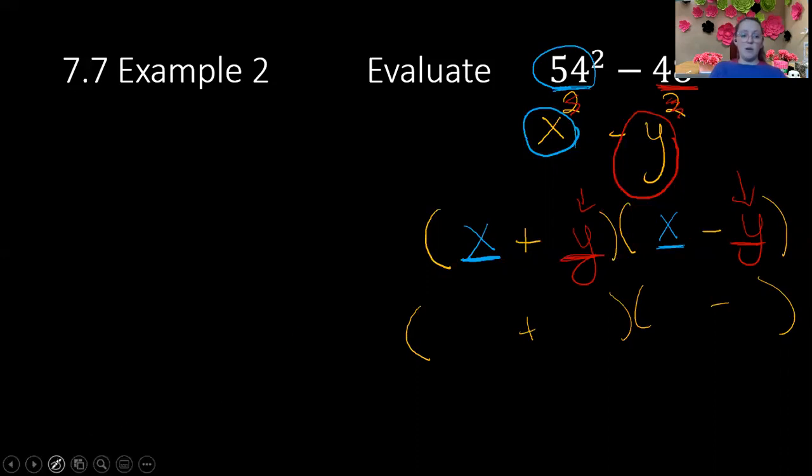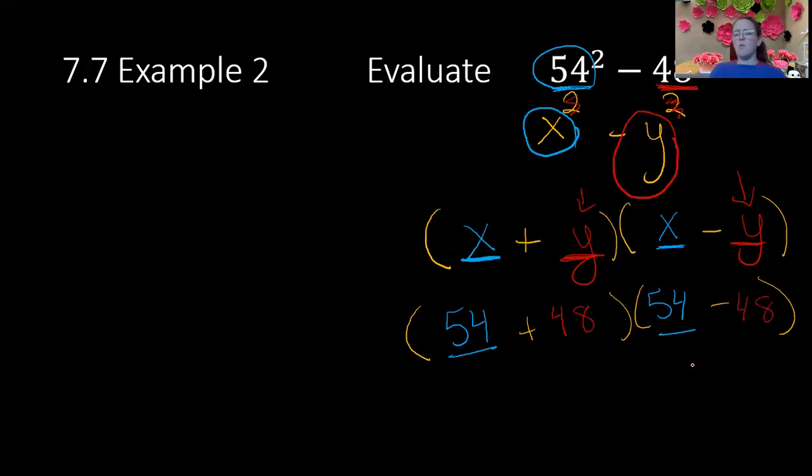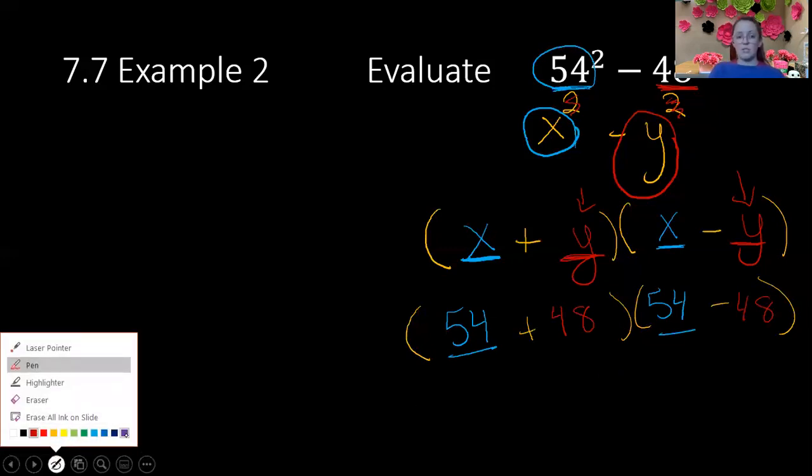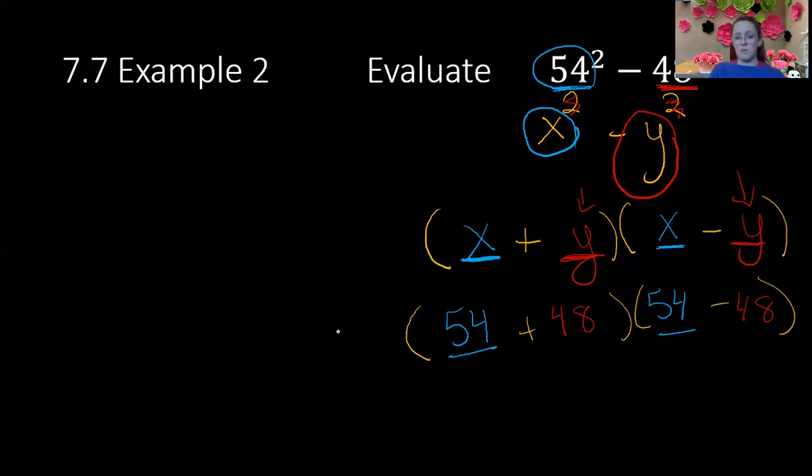So if we do that with the numbers, we're going to put the 54 in and not the squared, just the 54. And that's going to go in the front half. And then we can do the same thing with the 48, and it's going to go in the back. Well, now you may be going, why the heck did we do that? Now it looks worse. It looks harder. Now we've got order of operations. Now we have parentheses that we can deal with.